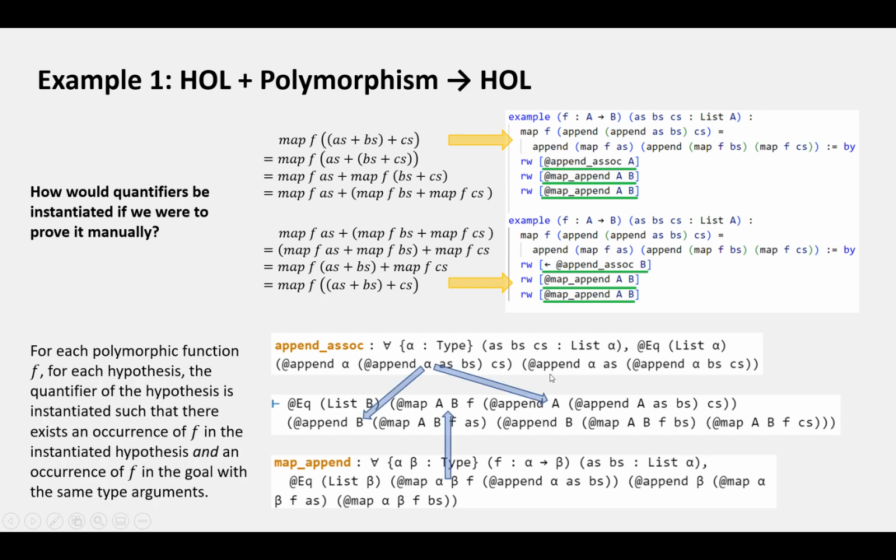For each polymorphic function f and for each hypothesis, the quantifier of the hypothesis is instantiated such that there exists an occurrence of f in the instantiated hypothesis and an occurrence of f in the goal with the same type arguments.